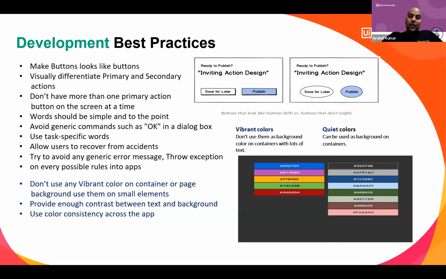Then make a button look like a button. If you see this page which I am showing you, ready to publish, save for later and publish, you can see that the first one looks like a button, and the second one does not look like a button. So don't over-engineer or over-style the buttons. Make them simple, make a button look like a button, and visually differentiate primary and secondary actions. So rather than making a lot of primary actions on the page, try to distinguish primary and secondary actions.